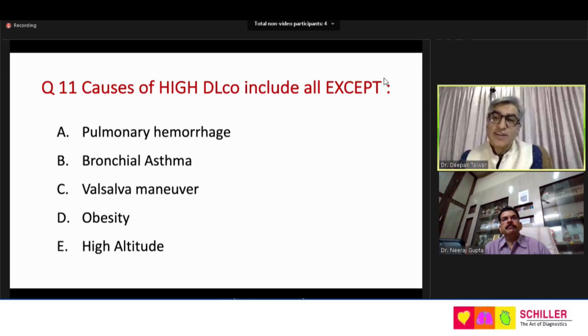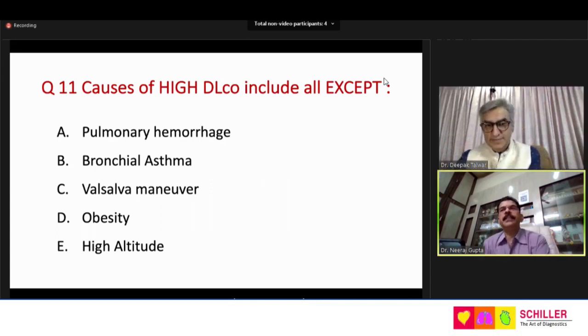I think Dr. Neeraj said that this is turning around. All the time we are thinking about low diffusion capacity, but here we are talking about increased diffusion capacity. That can also help you to get into some clinical situations. So all of them are there except one. It's a negative question. You need to choose one which does not increase the diffusion capacity.